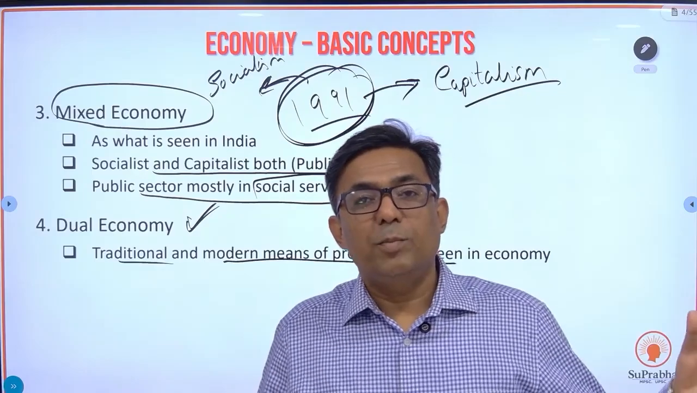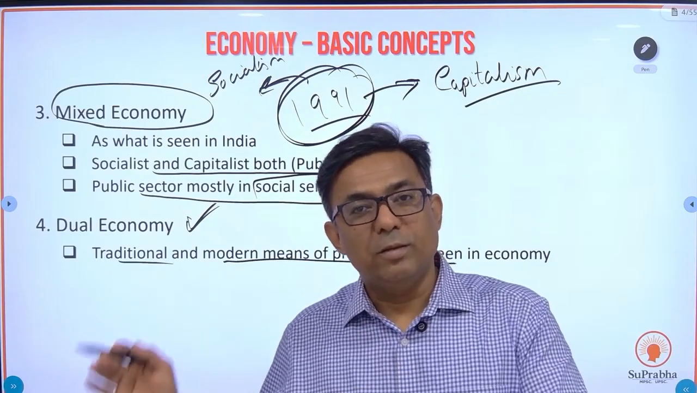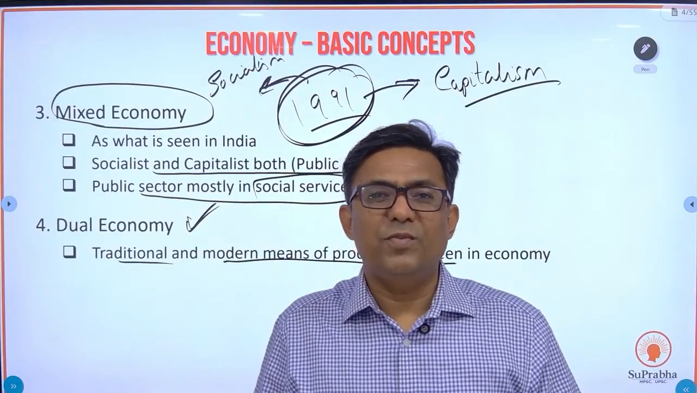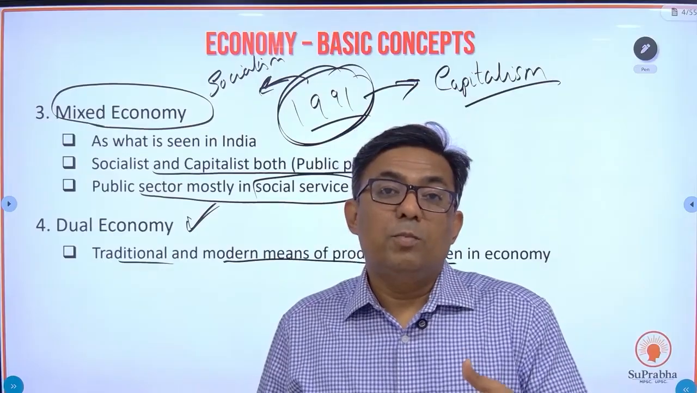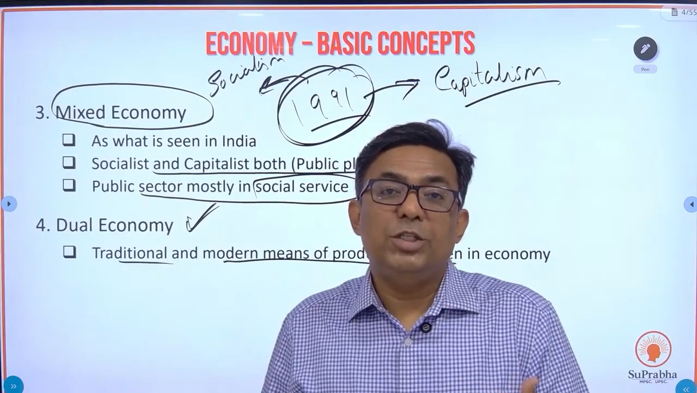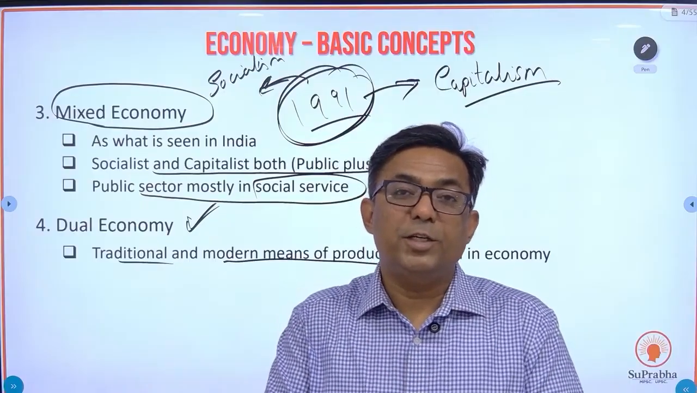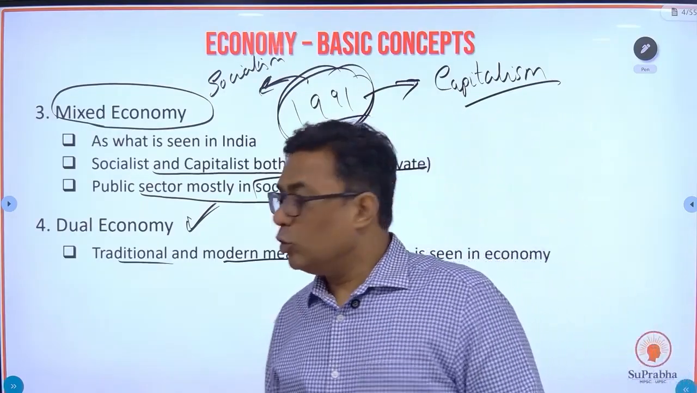So what do you see? In agriculture, plowing is done with the help of bullocks. Take a pair of bullocks and plow the field. So plowing is done with the help of bullocks. That is a very traditional practice. But in the same agriculture field, today we see that modern means of production are used to produce cheese, to produce tomato ketchup, to pack them in an airtight container. So traditional as well as modern means of production seen in an economy is a dual economy.